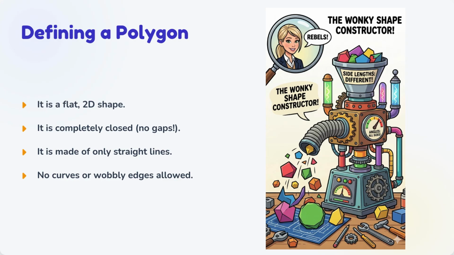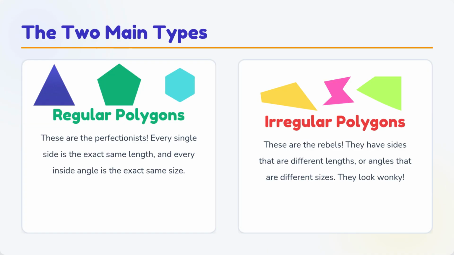To be in the official Polygon Club, a shape has to follow 3 very strict rules. First, it has to be a flat 2D shape. Second, it has to be completely closed, meaning if you put a virtual pet inside it, it couldn't escape. No gaps allowed. And third, it must be made of only straight lines. No curves, no wobbly edges, and absolutely no circles allowed.